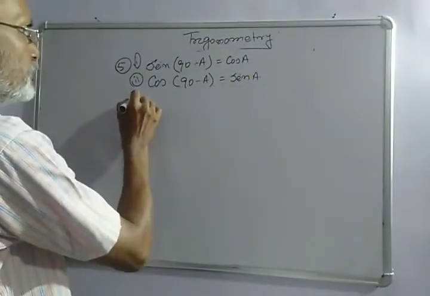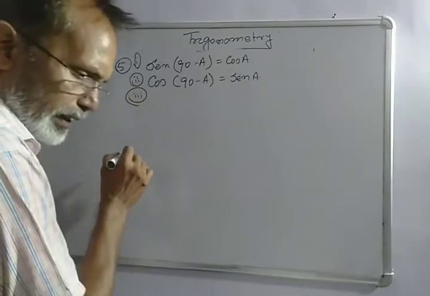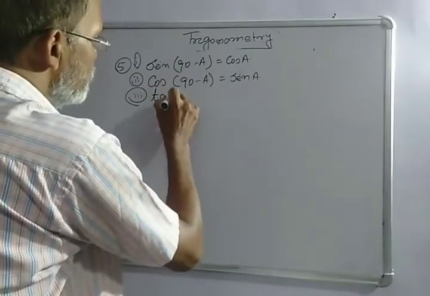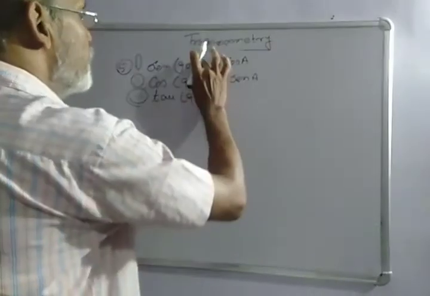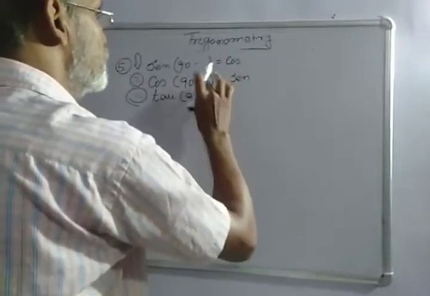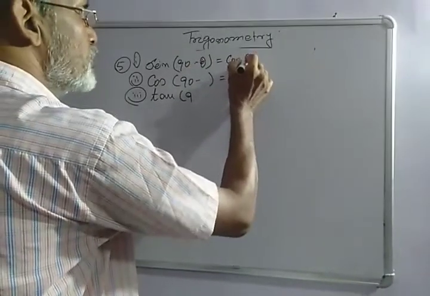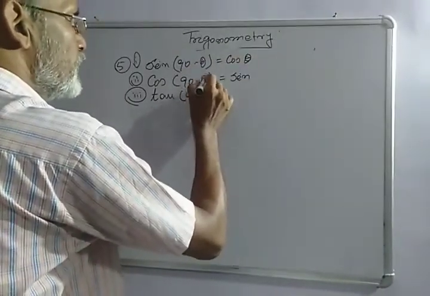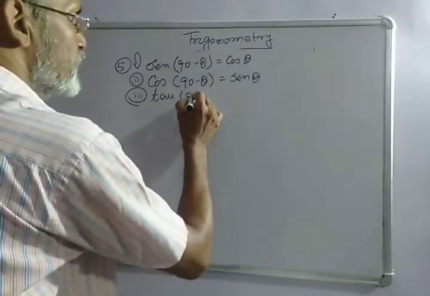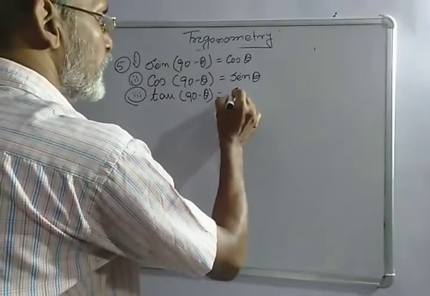Similarly, number 3, tan 90 minus a. Don't write a, write theta: sin 90 minus theta is equal to cos theta. Cos 90 minus theta is equal to sin theta. Tan 90 minus theta is equal to cot theta.